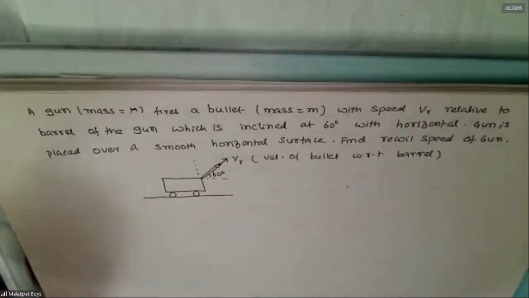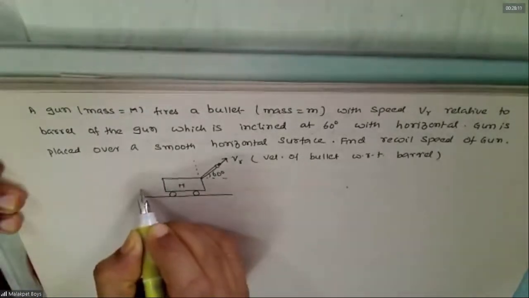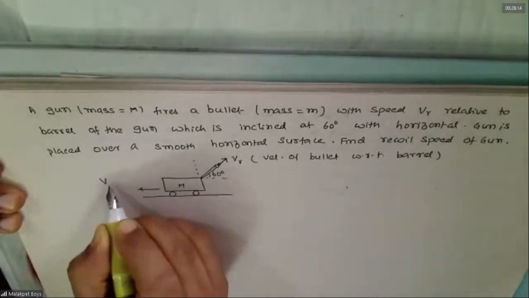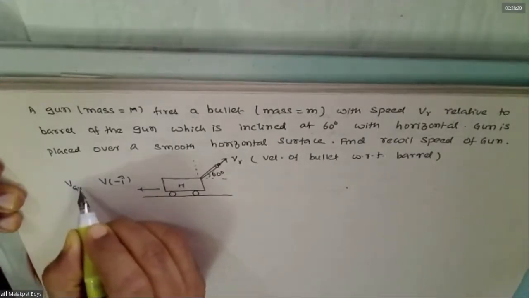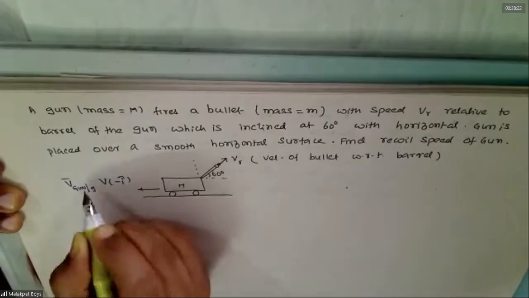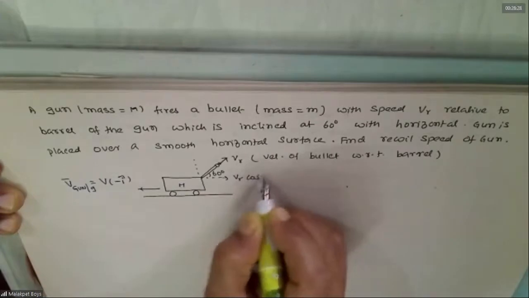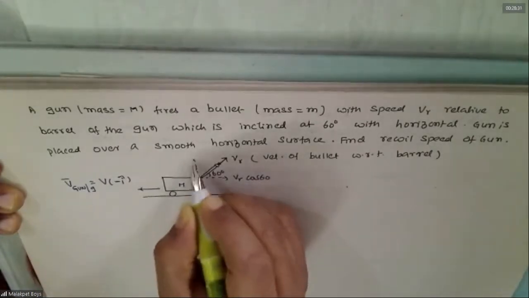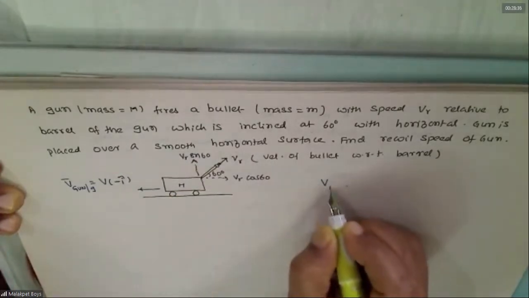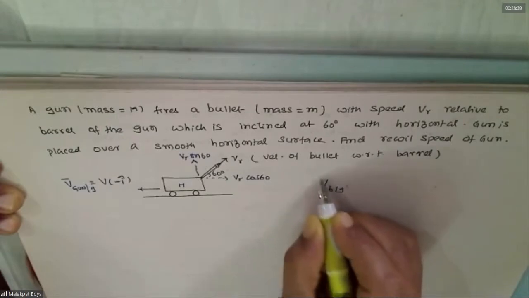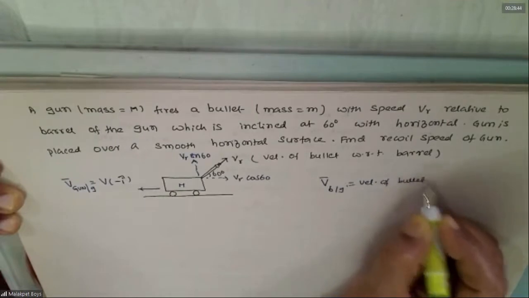Okay. Now we can see that this total thing is M. This can move only in this direction now. So let this be minus i. This is the velocity of gun with respect to ground. Now this is the relative velocity. VR cos 60, this is VR sin 60. Now we want the velocity of the bullet with respect to ground.